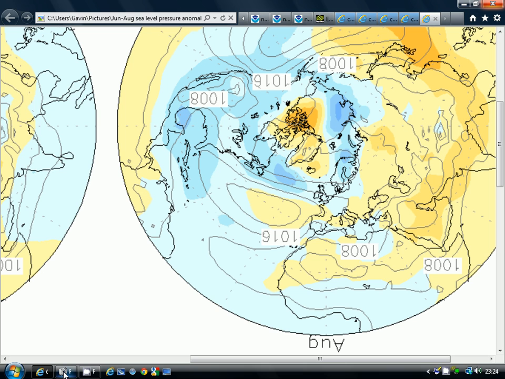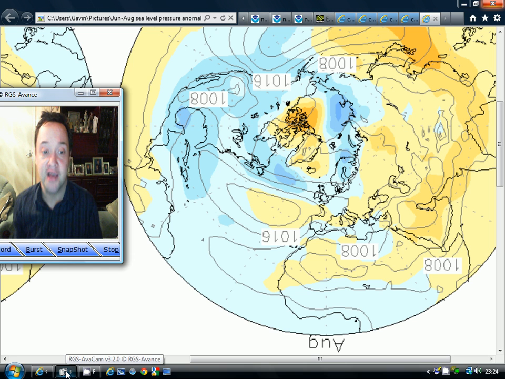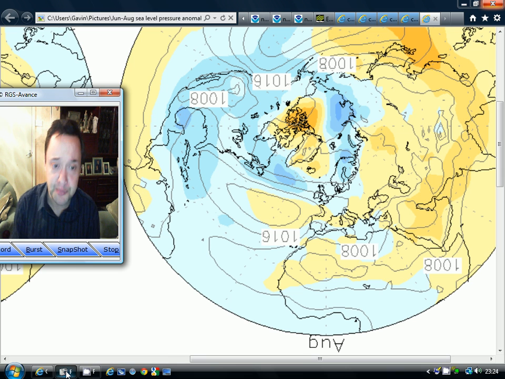So that's all the seasonal models. Very interesting that they are. And I've got to put it all together now and attempt to come up with a forecast. Well, the first thing that's very evident from all of this is that there's no great signal for a particularly good summer. So that's the bad news.